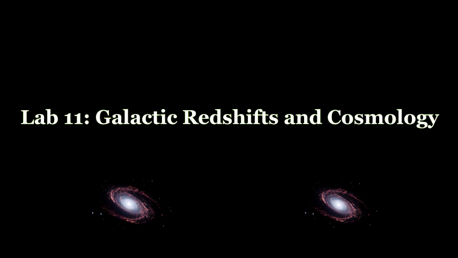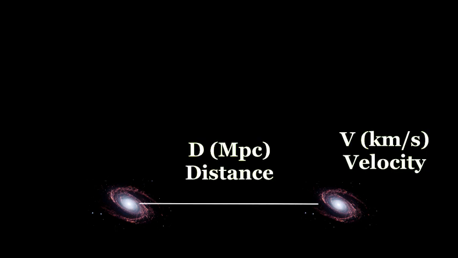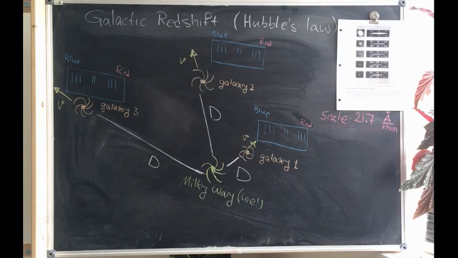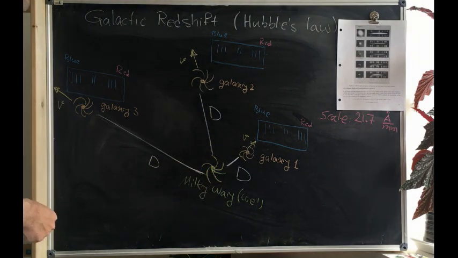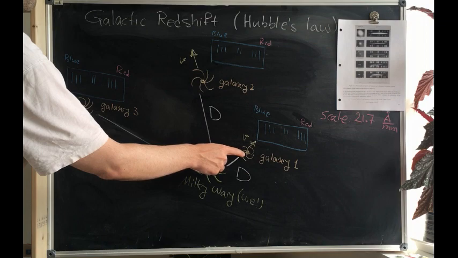Lab 11, galactic redshift and cosmology. So this is basically the relationship between velocity and distance. The first time Hubble tried to measure galactic velocities, we start from our Milky Way and look at different galaxies at different distances.